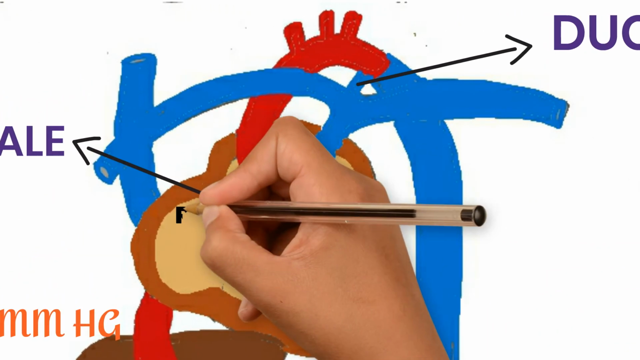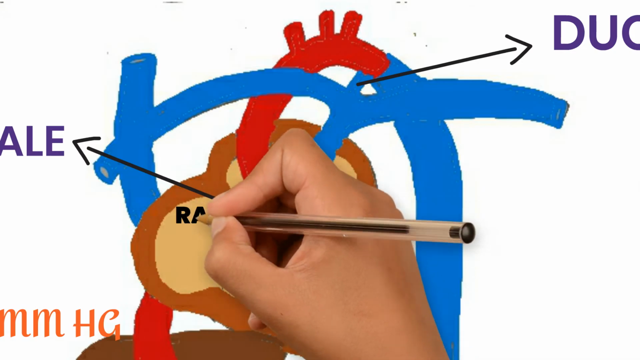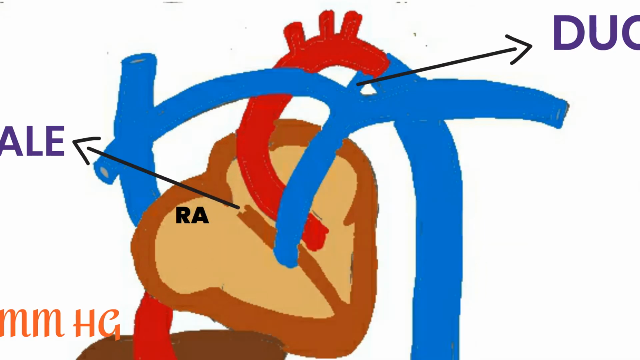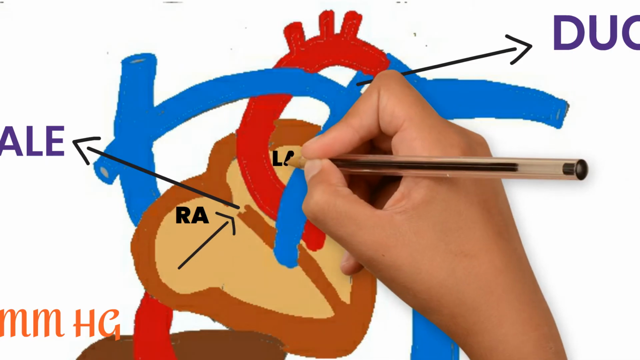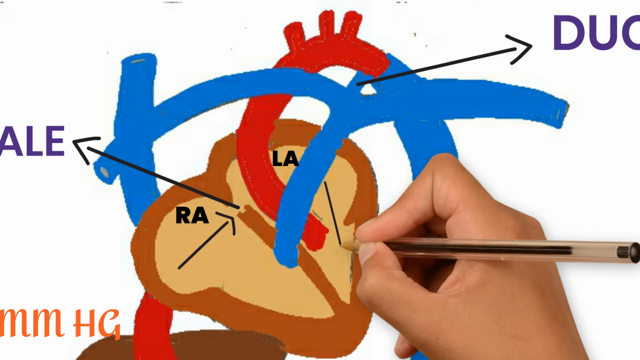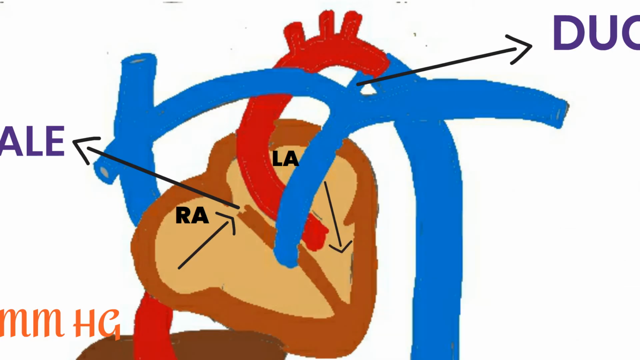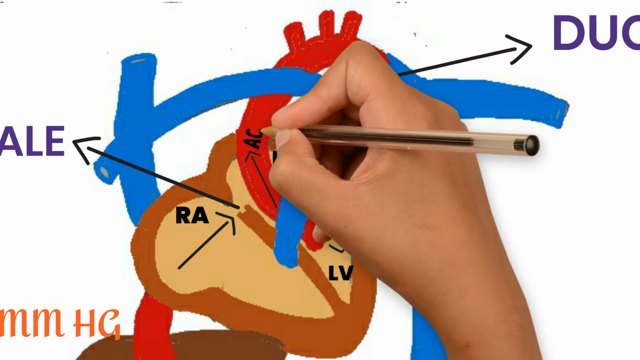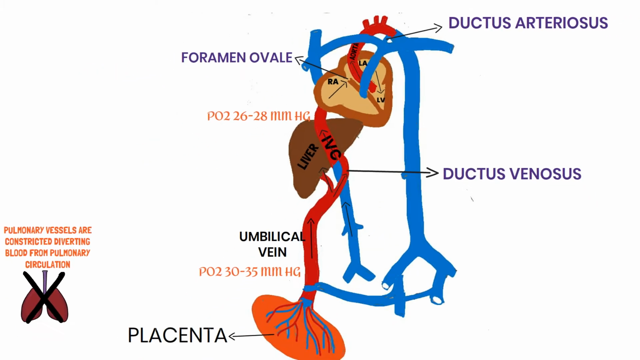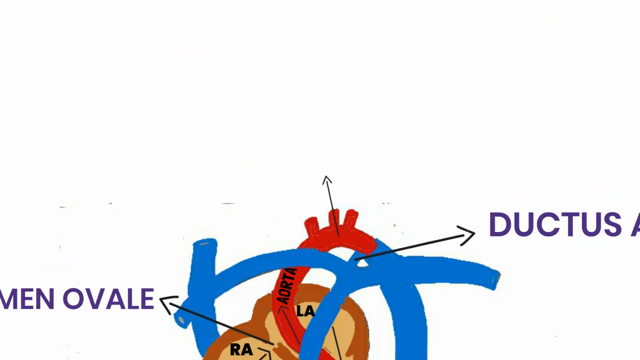From the IVC, blood flows into right atrium. In the fetus, right atrial pressure is more than the left atrial pressure. So, most of this blood flows through foramen ovale into left atrium, then into left ventricle, and then it flows into ascending aorta. This blood perfuses upper fetal body and brain.